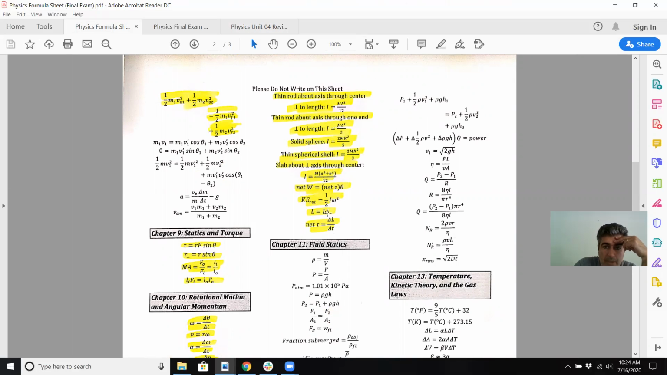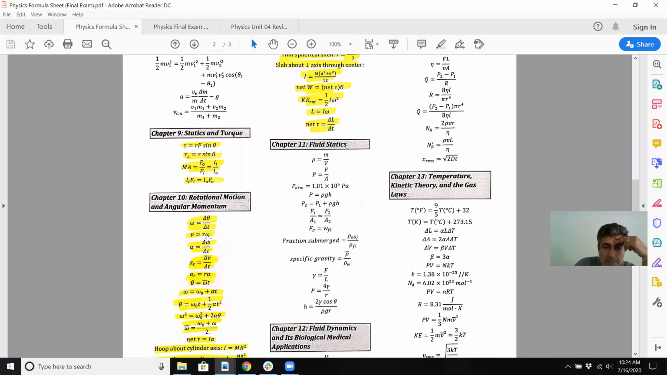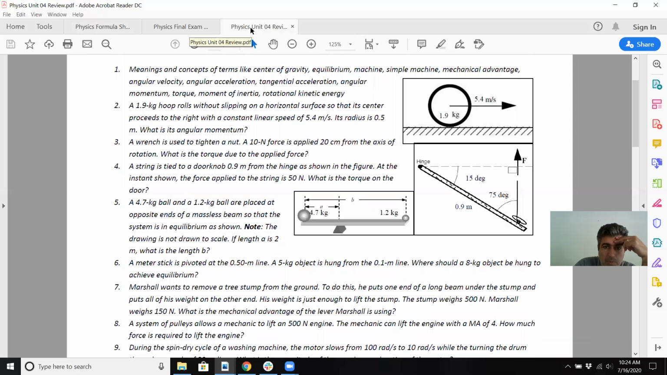So you need omega, which is going to be V over R. Velocity equals R times omega, so omega is V over R, which we totally can do because we have the velocity and we have the radius. So that's going to be easy. To get omega, it's going to be 5.4 over 0.5.